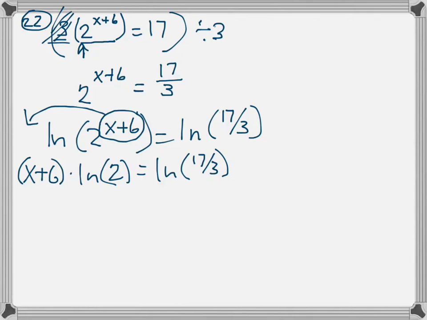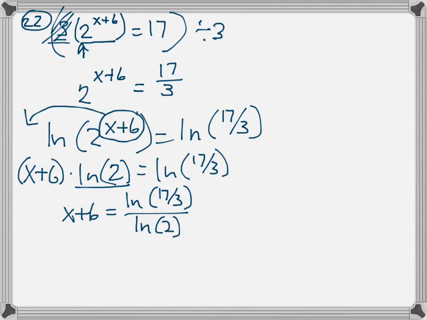Again, what is the natural log of 2 doing to this set of parentheses? It's multiplying, so to get rid of it, let's just divide it. Divide both sides by it, and it's going to get rid of it on the left, and I have x plus 6 is equal to the natural log of 17/3, all of that divided by the natural log of 2.